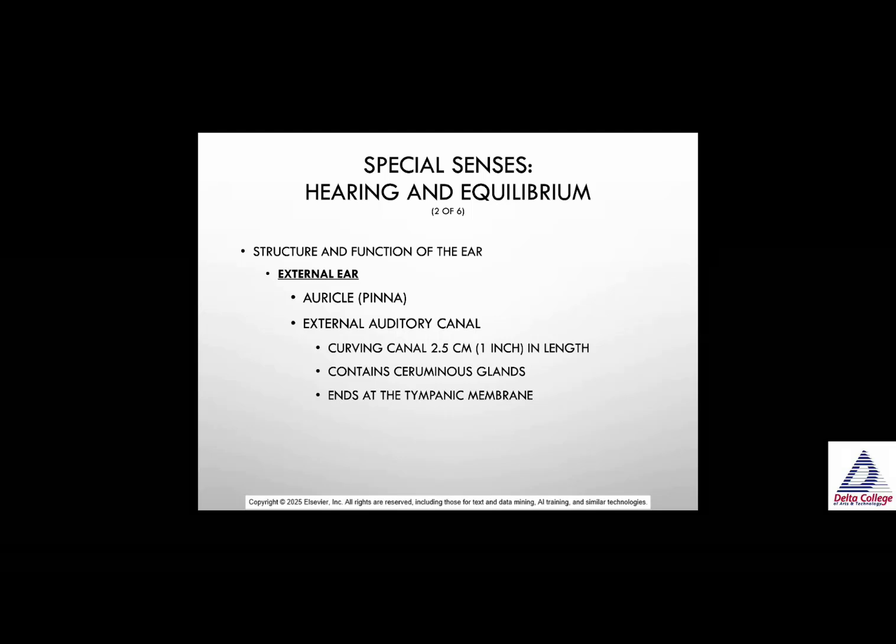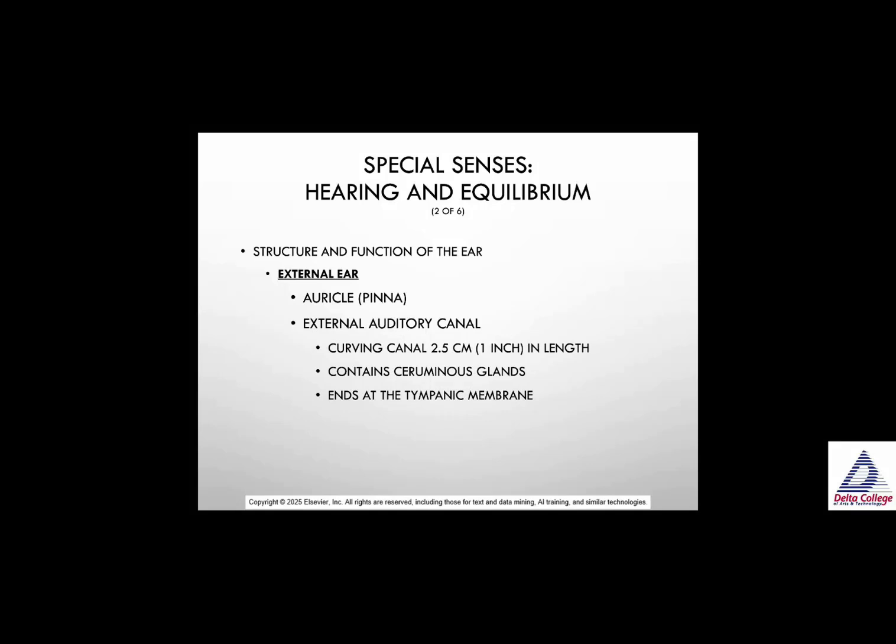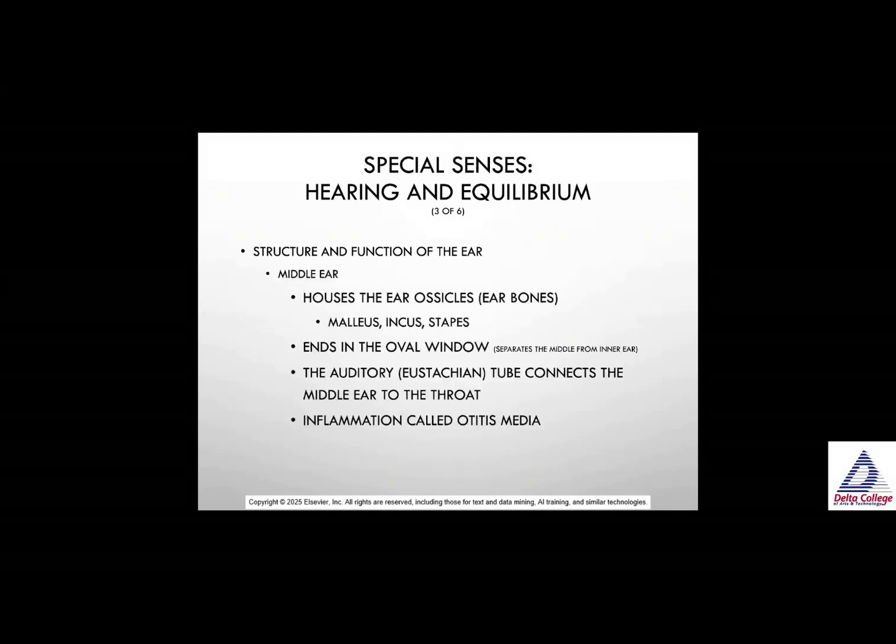So the external ear consists of the auricle, which is the pinna. That's your earlobe and what we see. Then you have the external auditory canal. This curving canal is about 1 inch in length. It contains ceruminous glands. That's why we have earwax. And it ends at the tympanic membrane on the inside of the ear.